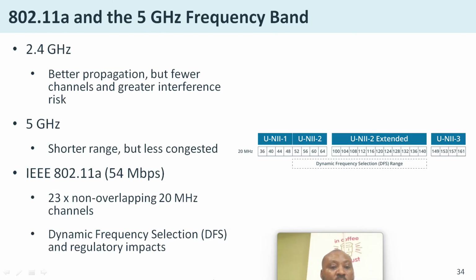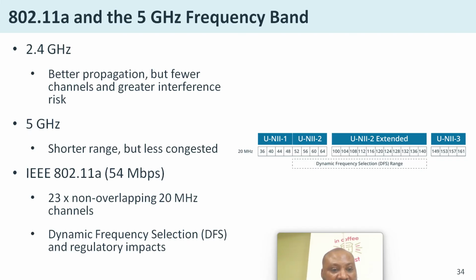Anyway, we also have a frequency of 5 GHz. Here they have a shorter range. Unlike 2.4, which has better propagation, 5 GHz is not going to travel far, just within a shorter range, but it is less congested.